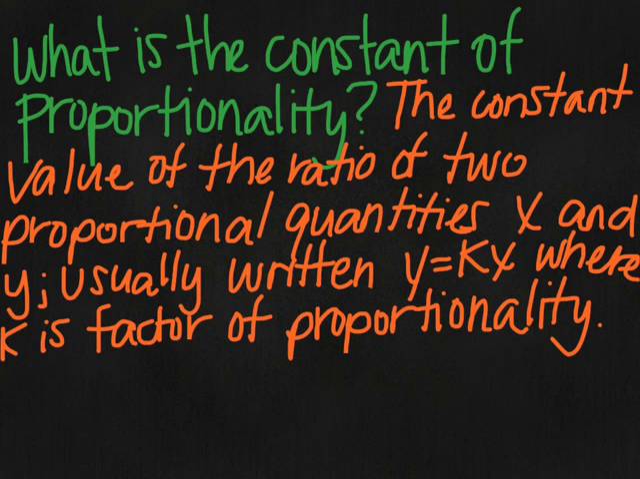I'm going to read that again. The constant value of the ratio of two proportional quantities x and y, usually written y equals kx, where k is the factor of proportionality.